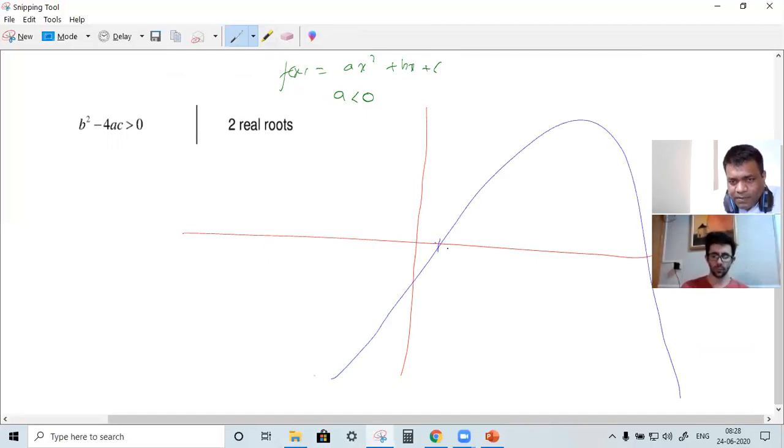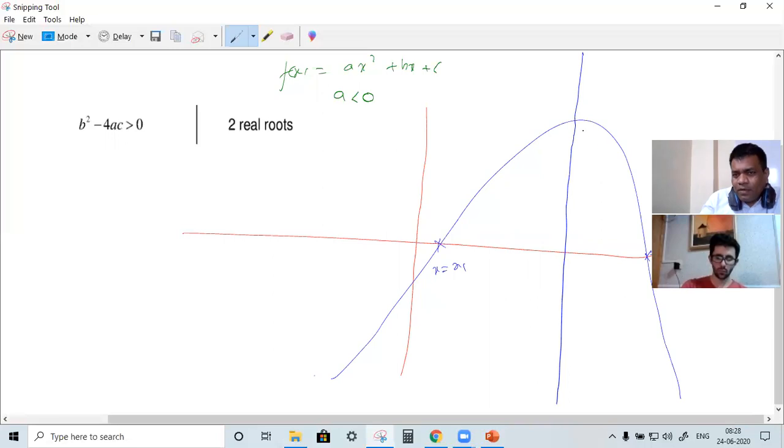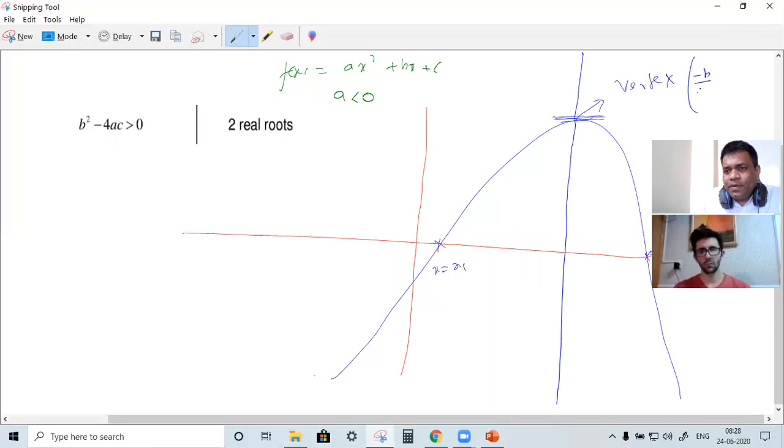Again, you can see here x is equal to x1, here x is equal to x2. It cuts at two places, and this is the axis of symmetry. Now this is the top point. This is called the vertex, like the previous case. The x coordinate is minus b by 2a, and the y coordinate is the same, 4ac minus b square by 4a.